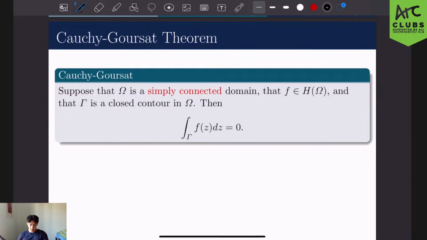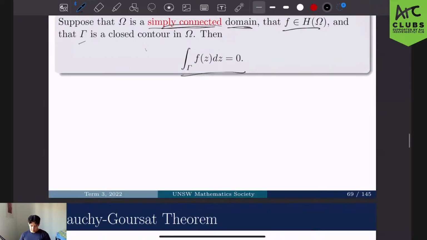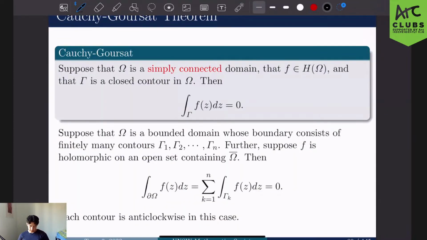Alright, so the Cauchy-Goursat theorem. Suppose we have a simply connected domain Ω, and f is holomorphic, and γ is a closed contour in Ω, then we can say that the value of the integral is going to be equal to 0. So basically, we need that it's holomorphic in the whole domain, and it's a simply connected domain. Then it will equal 0 if we choose this closed contour.